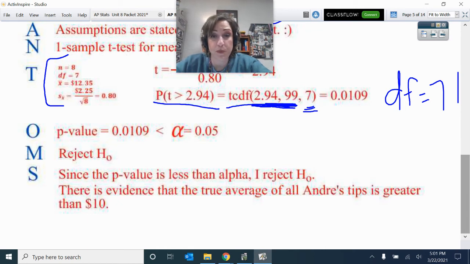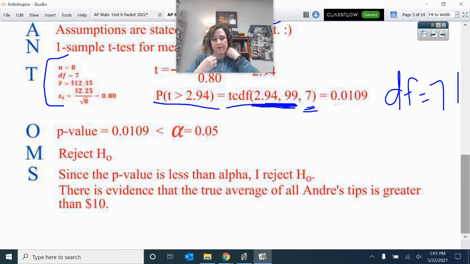So that p-value was pretty small. What does that mean? If our p-value is low, we're going to reject H0. Since that p-value is less than alpha, I reject H0, and I have evidence. The p-value is the only way that we can reject H0, not an interval. An interval can support our decision, but you are not supposed to make a statistical claim from an interval. There is evidence that the true average of all Andre's tips is greater than $10.